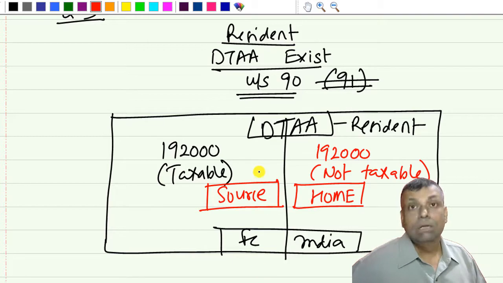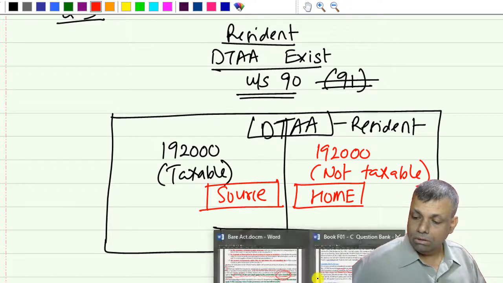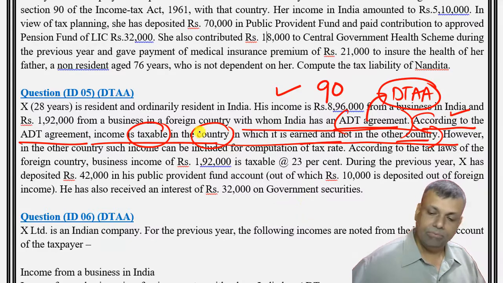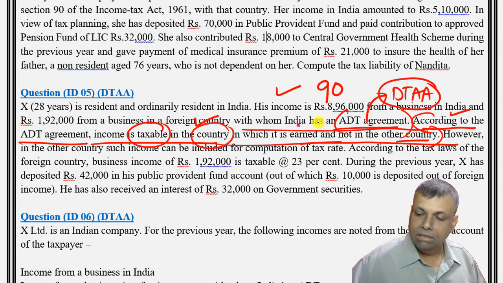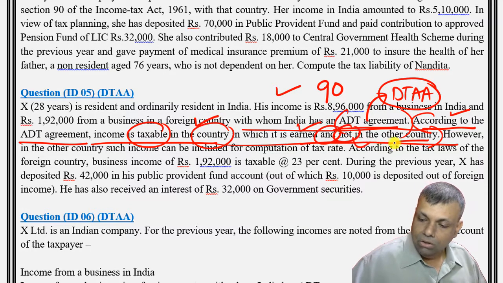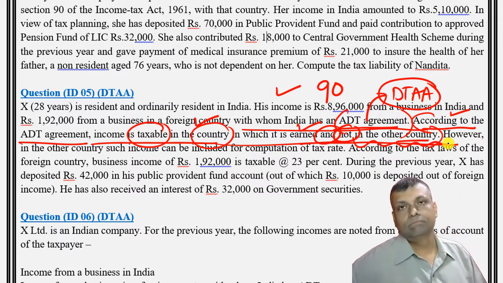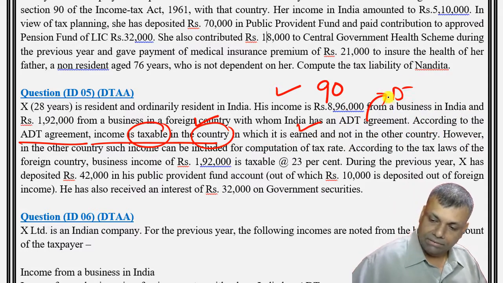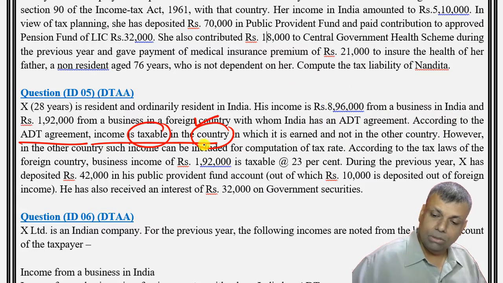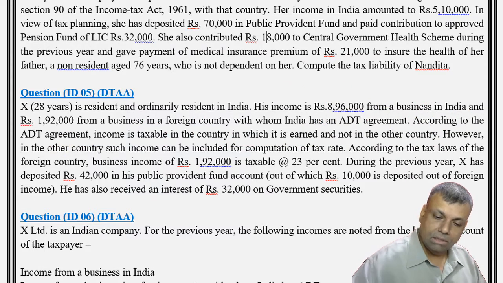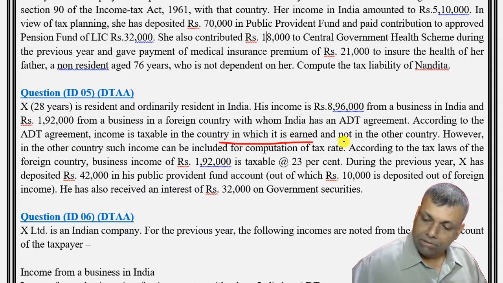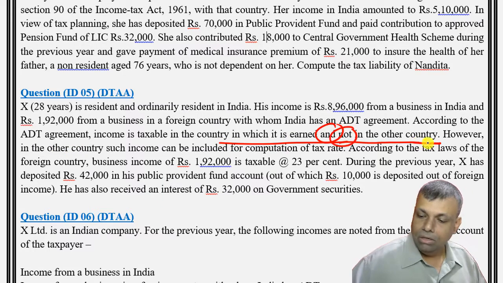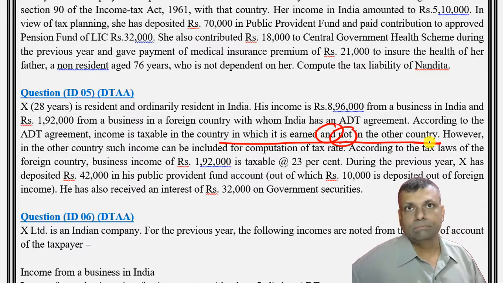In the other country. This is what the question has given us as data. It is taxable in the country in which it is earned and not in the other country. Not in another country. That's the meaning of this particular sentence. If you are not able to interpret this meaning, you cannot give the answer. Understand this very carefully: in which it is earned and not in the other country.